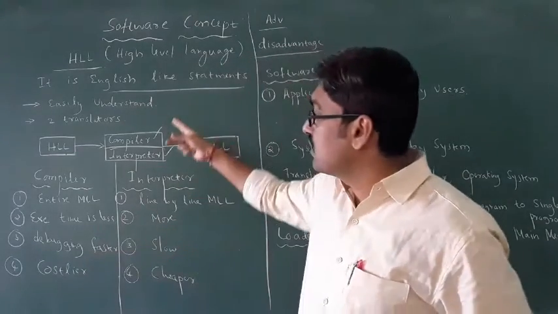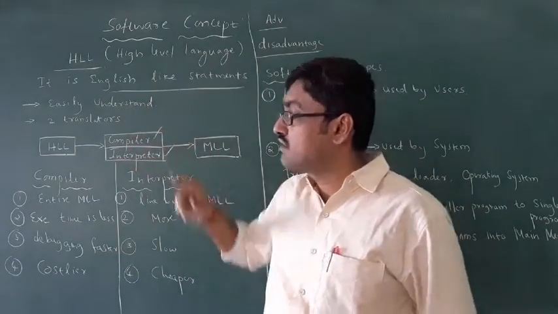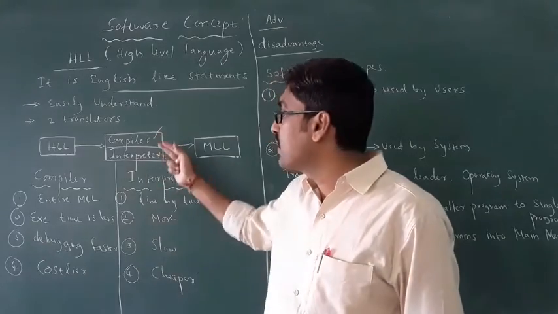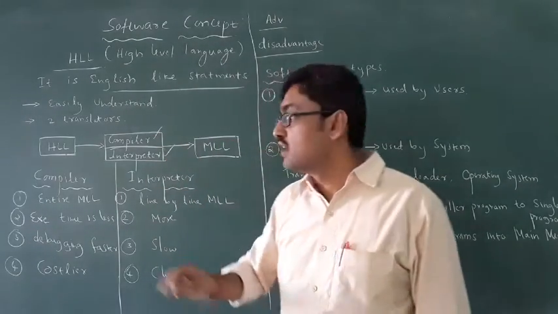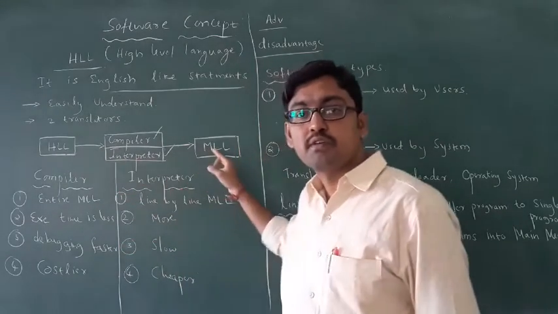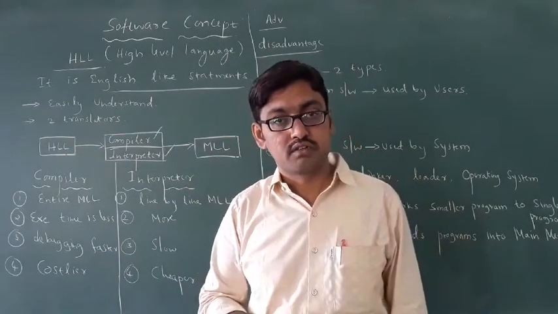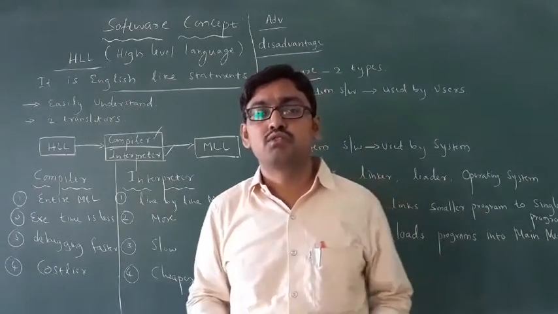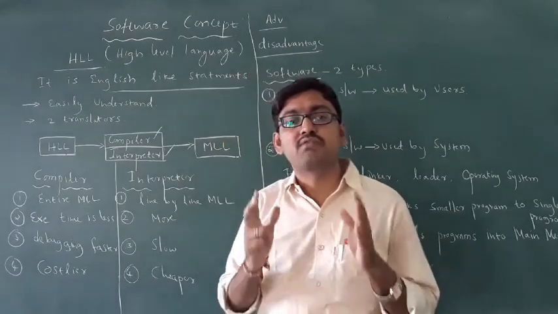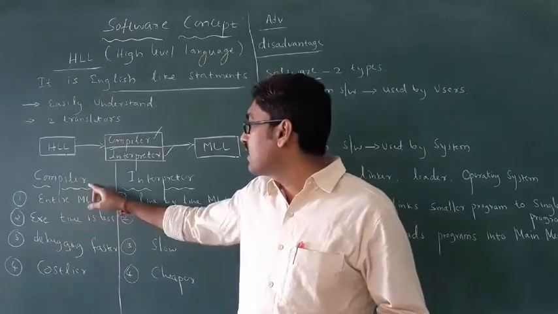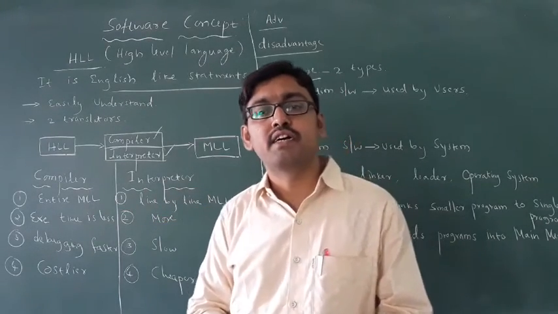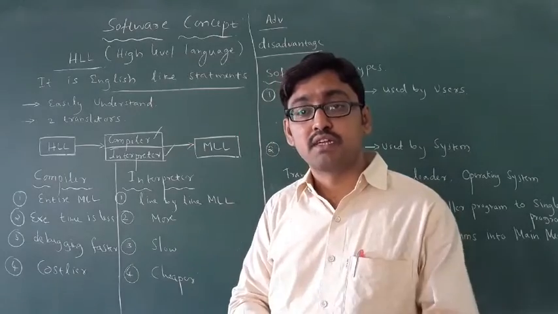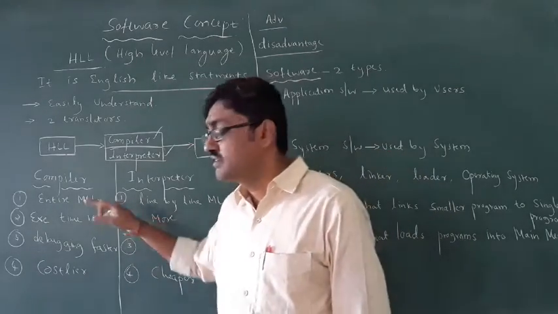See, there are two translators we have to use. One is the compiler, the second one is the interpreter. Both are used for the purpose of converting our high level language to machine level language. Then in the examination, many times a 3 marks question is asked: write the difference between compiler and interpreter. So many times they have asked. See, what is a compiler?